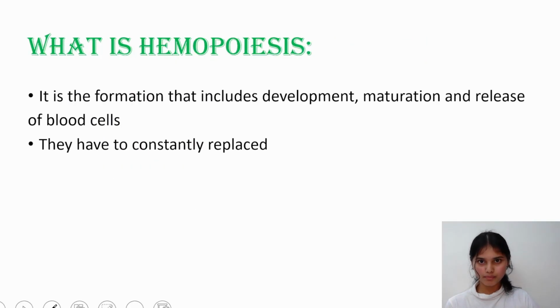Hemopoiesis is the formation. That formation includes development, growth, and differentiation. So development, maturation, and release of the blood cells. Hemopoiesis as a whole includes erythropoiesis, leukopoiesis, and thrombopoiesis. Erythropoiesis is the formation, maturation, and development of RBCs. Leukopoiesis is WBCs, thrombopoiesis is platelets, and they have to be constantly replaced so that new RBCs, WBCs, and platelets can take over.